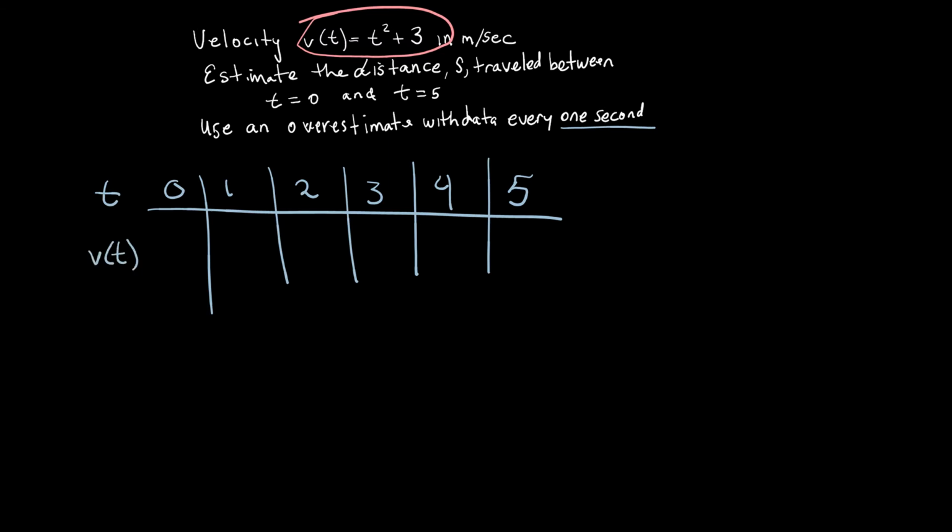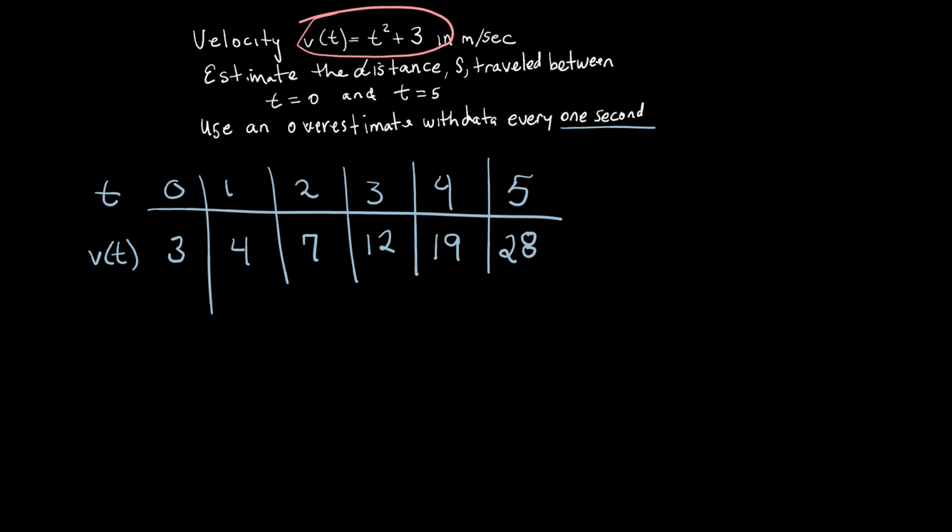So in other words, this first one will be 0 squared plus 3, which is 3. Next one will be 1 squared plus 3, which will be 4. Next will be 2 squared, 4, plus 3, 7. 3 squared, 9, plus 3, 12. 4 squared, 16, plus 3, 19. And then finally 5 squared, 25, plus 3, 28.